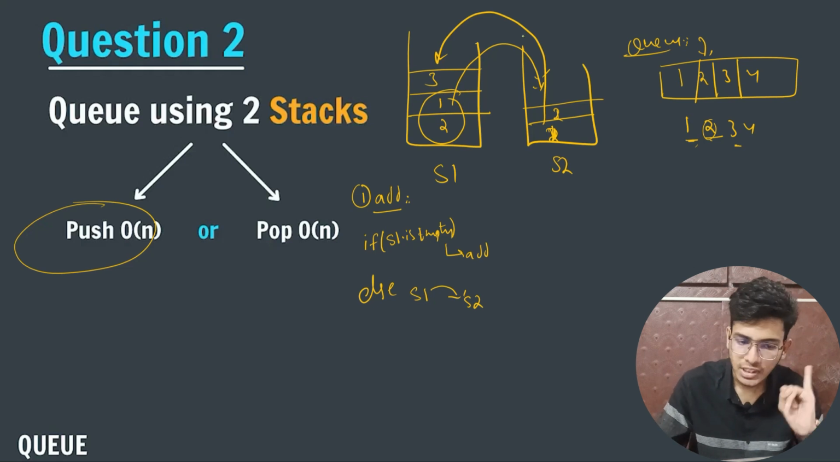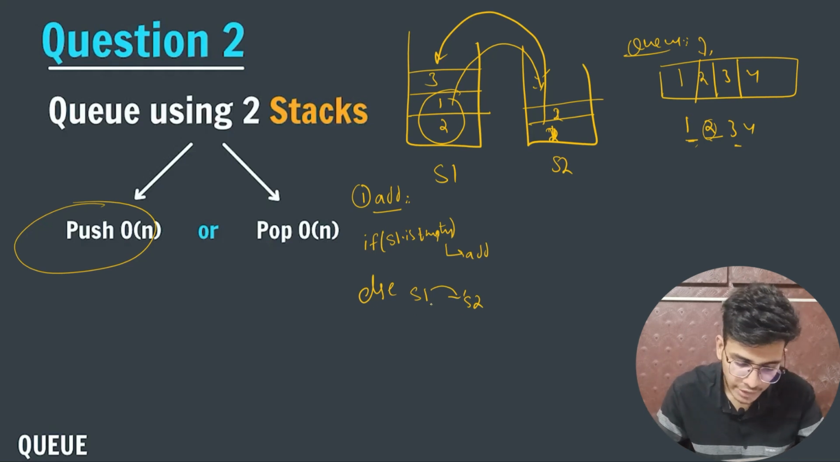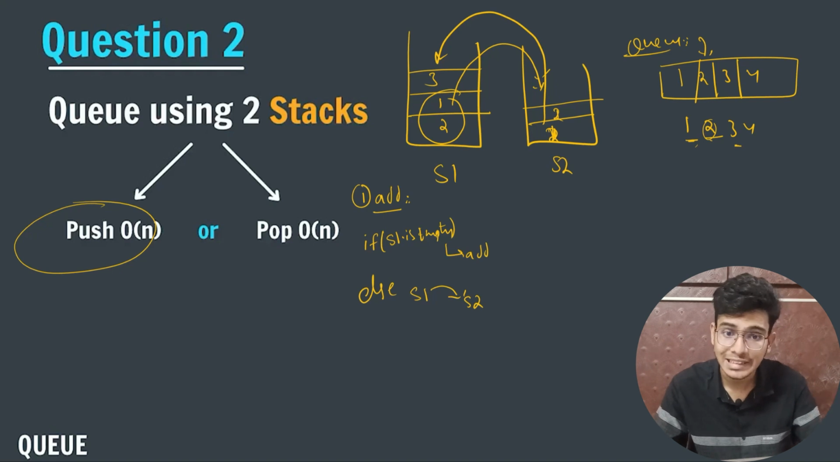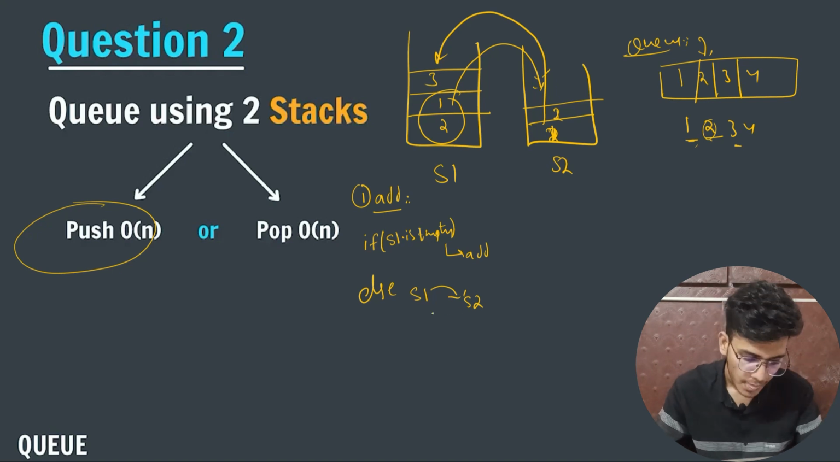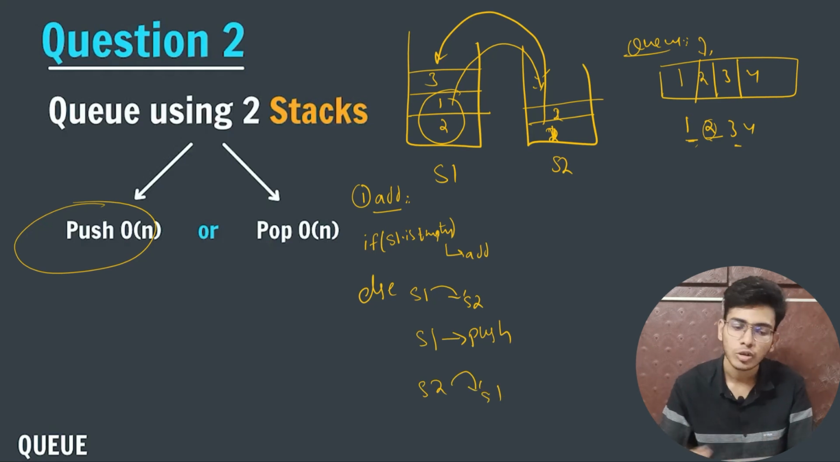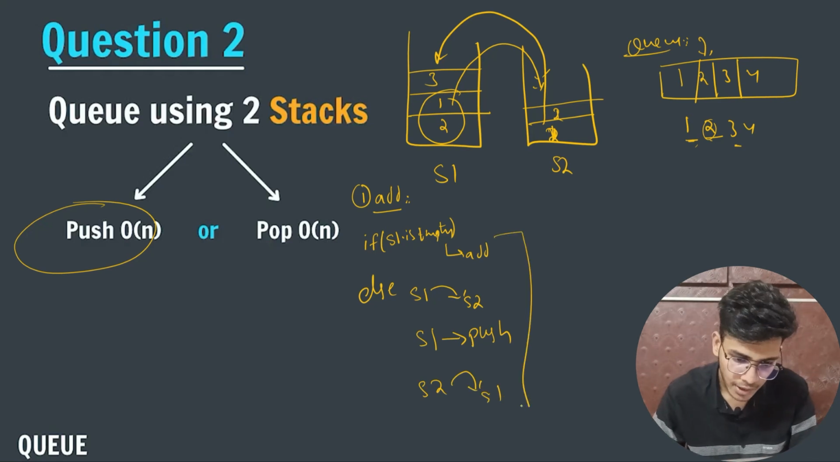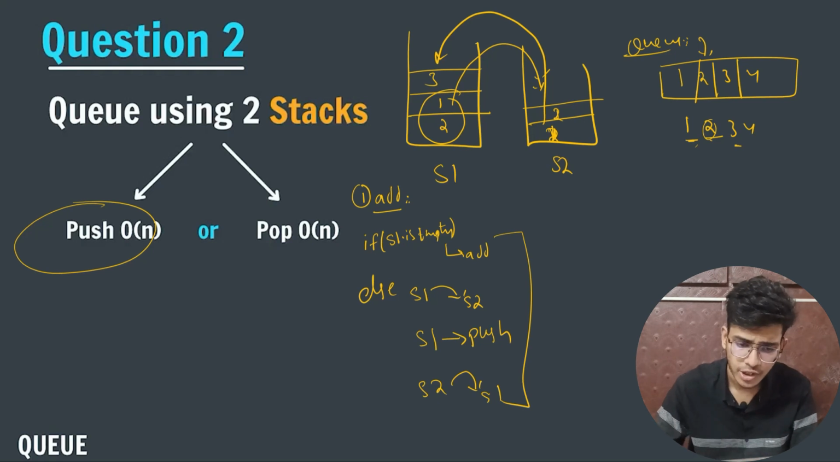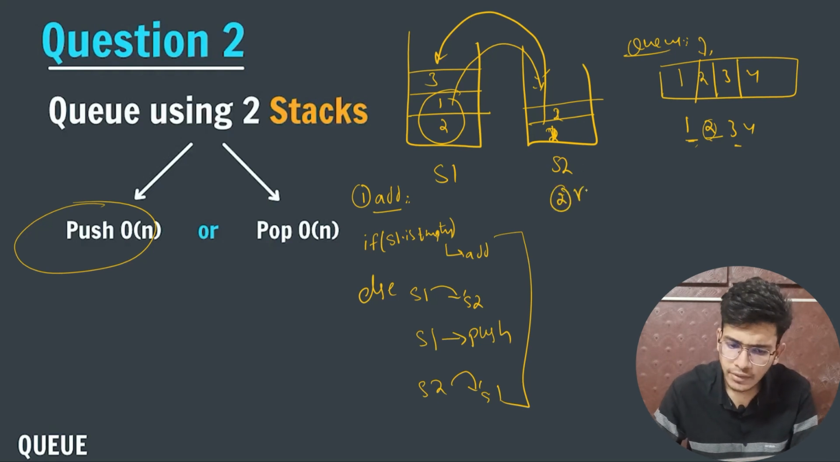So first of all I will check if my stack is empty, then add that element into my stack 1. Else, first of all I will transfer whatever elements are present in my stack 1 to stack 2. After that I will add the element into my stack. After that, whatever elements are present in my S2, I will send that to S1. So this is the approach of my add operation, right?